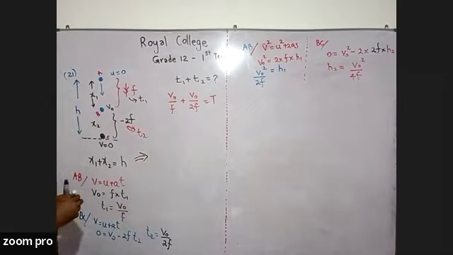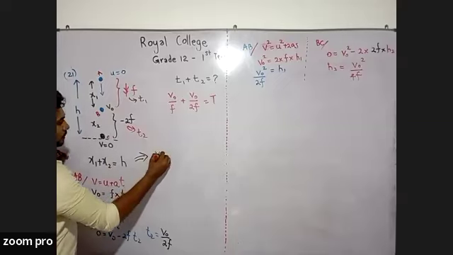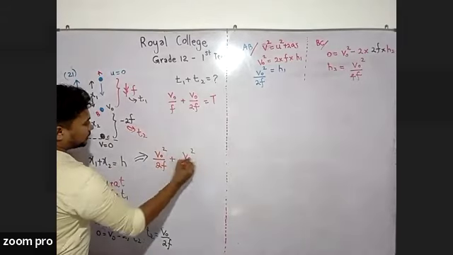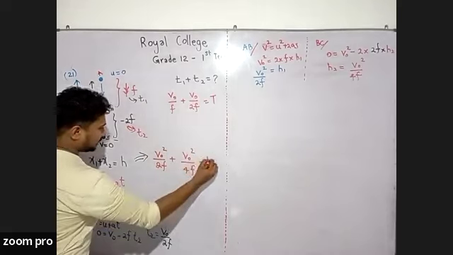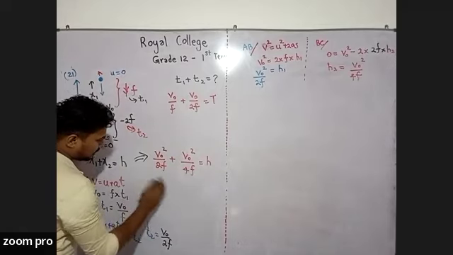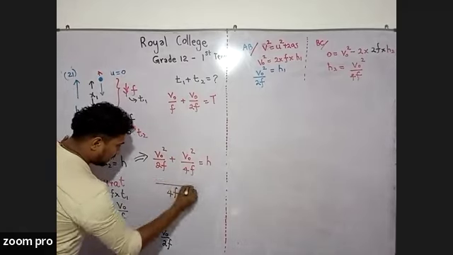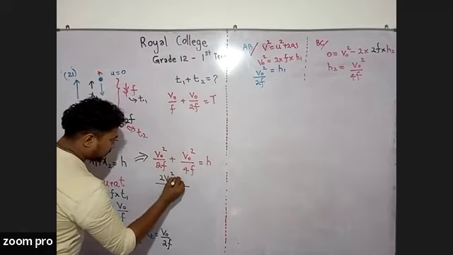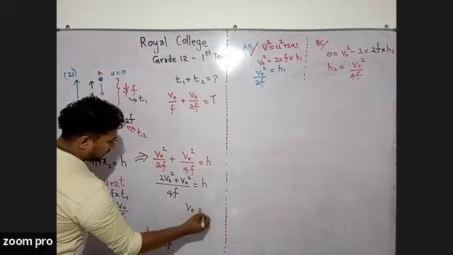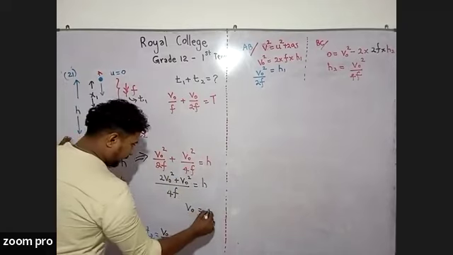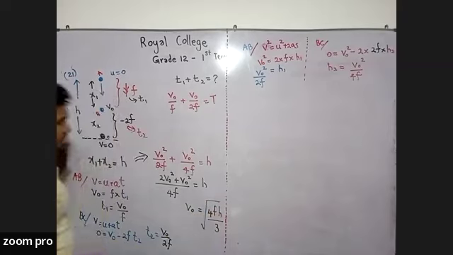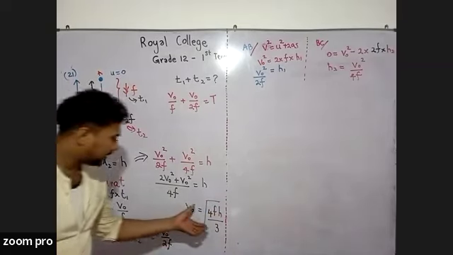So if I apply this equation, we have obtained V naught squared over 2F plus V naught squared over 4F equal to h. Then if I try to obtain an answer for V naught squared, let's consider the common denominator as 4F. Then it should be 2V naught squared plus V naught squared equal to 4Fh. Then V naught can be obtained as root of 4Fh over 3, right? So we have obtained a value for V naught.